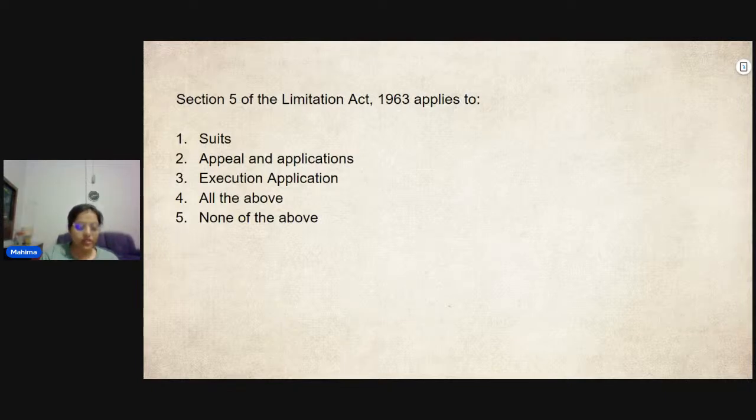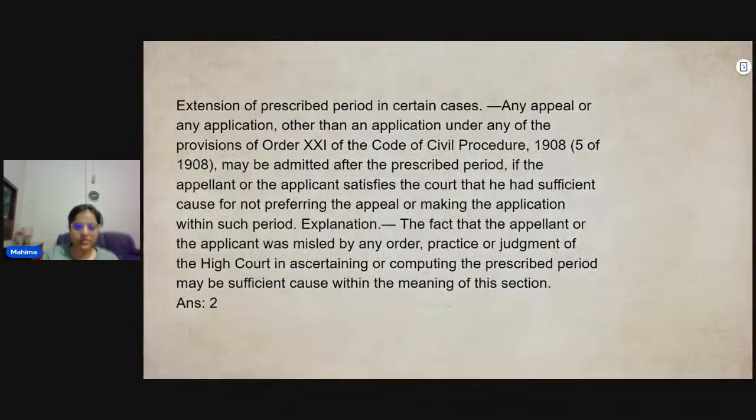Section 5 of the Limitation Act applies to... Yes, it is option number 2. It applies to appeals and applications. It does not apply to suits and execution proceedings.